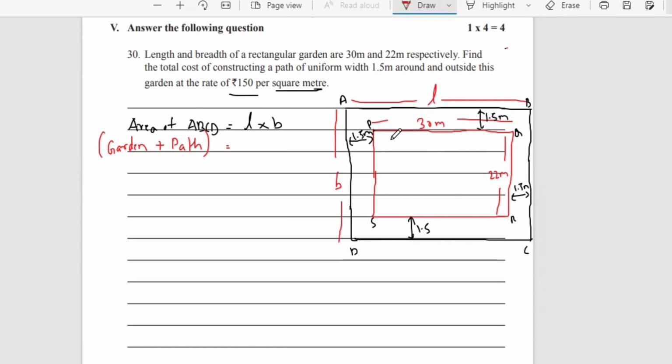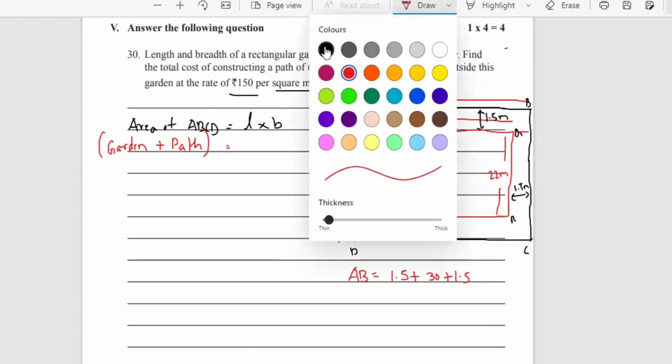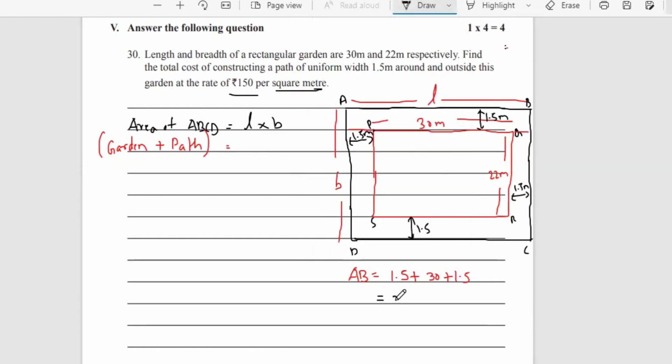As you can see, the inner rectangle is of 30 meter. Beside that, you can see 1.5 from left side, 1.5 from right side. A path has been constructed. So for the 30 meter, we need to add 1.5, 1.5 to find out the length for the rectangle ABCD. So AB is equal to, from the left side, we left a path of 1.5, in between 30, plus right side path is 1.5. So all together, if you add up, we get how much? 33 meter. So the length of rectangle ABCD is 33 meter.